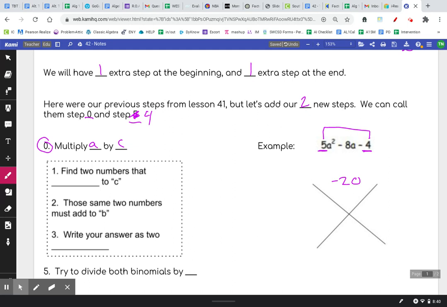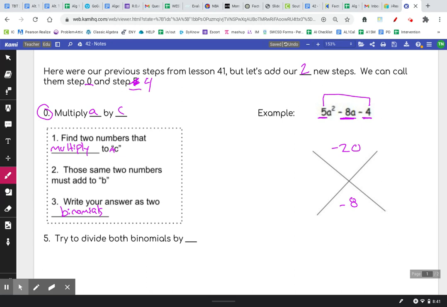Okay, so now we need to find 2 numbers that multiply to A times C. So there's our -20. B, those same 2 numbers must add to B. So that is not a new step. Step 2. Step 3, write your answer as 2 binomials. So that also is not new. And last but not least, try to divide both binomials by A. Okay, so we're going to go ahead and focus on this example to our right, and we're going to get a chance to dive into a few more examples to make you feel confident and comfortable adding in these 2 new steps into the 3 steps you learned from 41 and factoring trinomials.